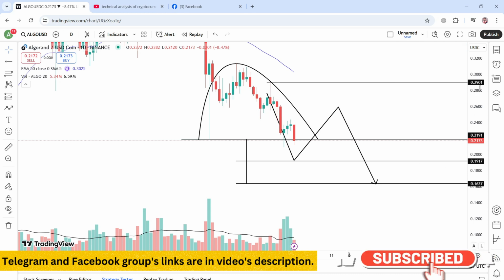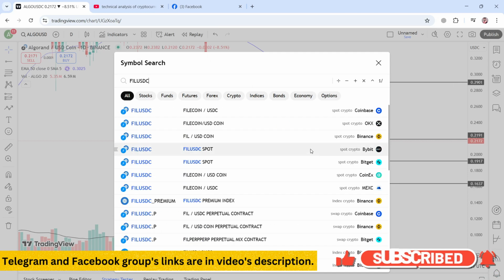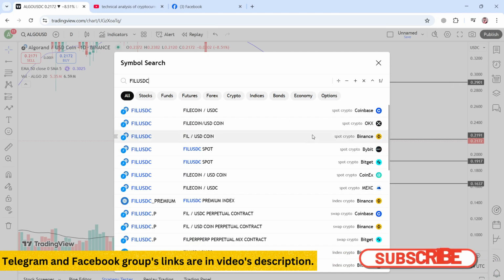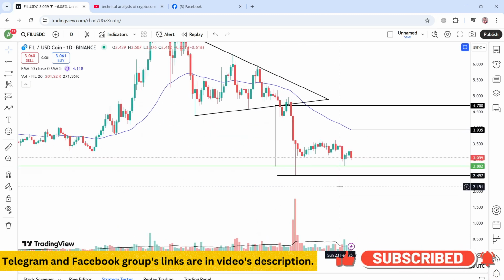0.2901. And if I tell you the levels of Filecoin, as this coin of Filecoin is also moving in its downtrend.